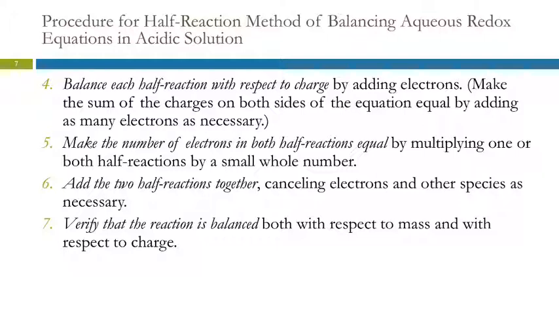The third one you said was adding water? Yeah, well, we're balancing oxygen by adding water and hydrogen by adding H+. Next, we're going to make the number of electrons in both half reactions the same number, so that when we add them together, the electrons cancel out. And then we verify at the end.